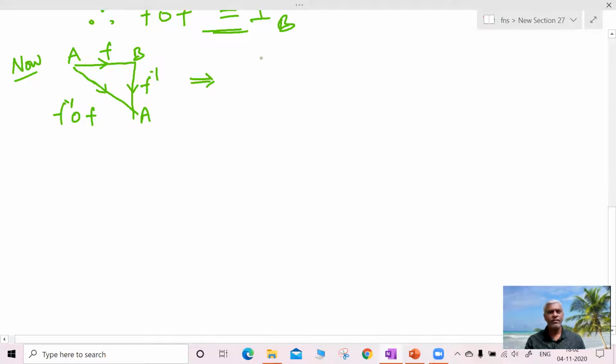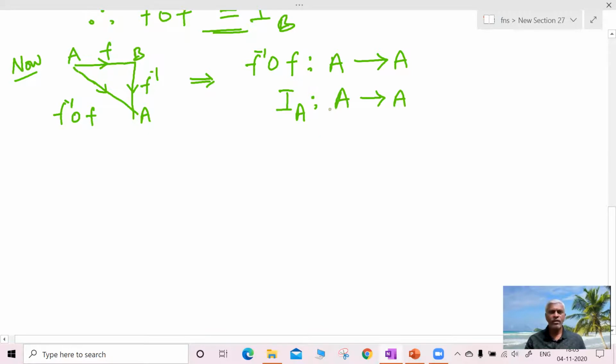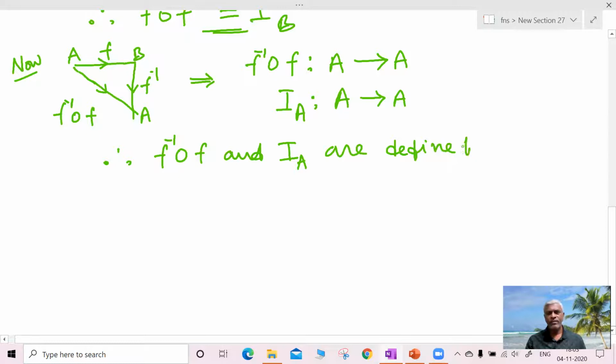So from this, f inverse circle f is a function from A to A, and we know the identity function IA is also a function from A to A. So both are defined on the same domain A. So here the f inverse circle f composite function and IA the identity function, both are defined on the same domain A.